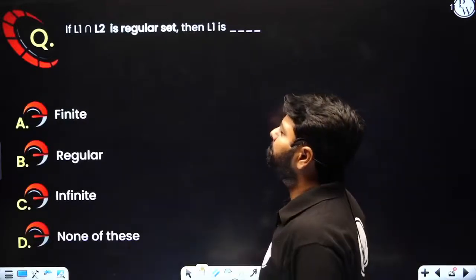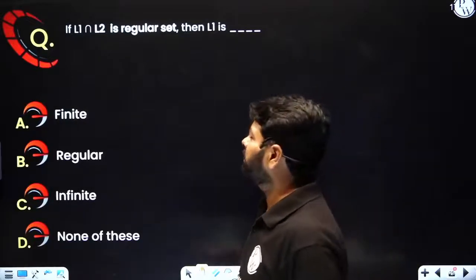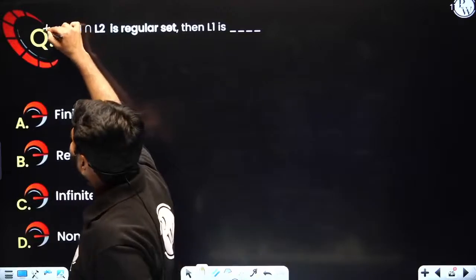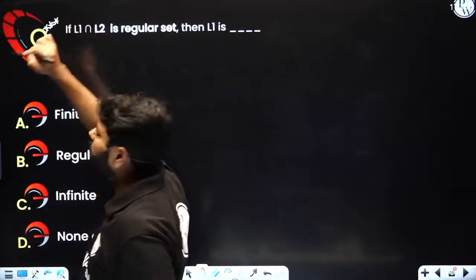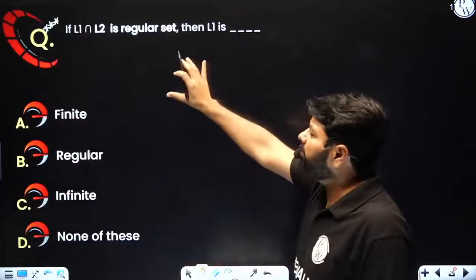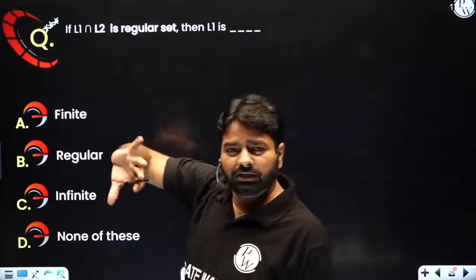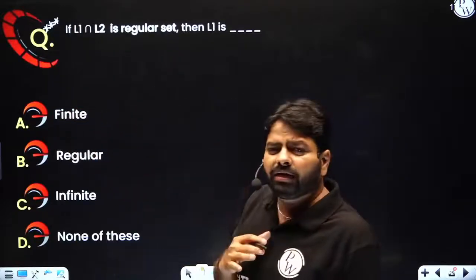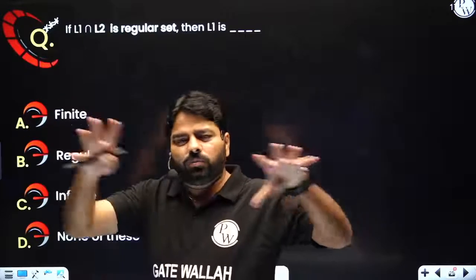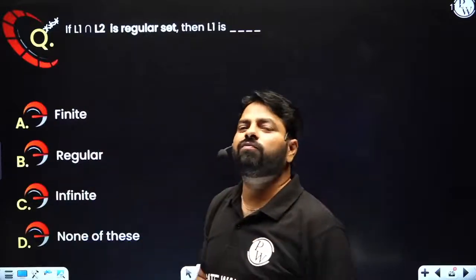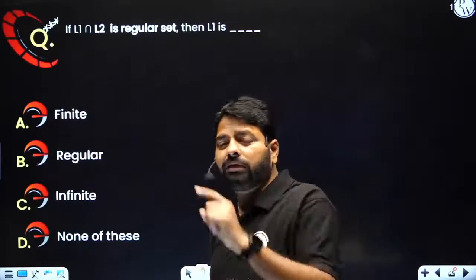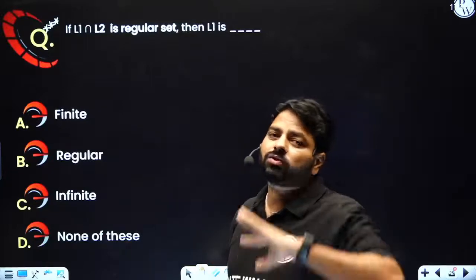Next, if L1 intersection L2 is regular, this is very important for us as we learn about regular languages. You should be aware of what happens here. The first statement was very clear: if L1 and L2 both are regular, then the intersection of those two regulars is always regular.